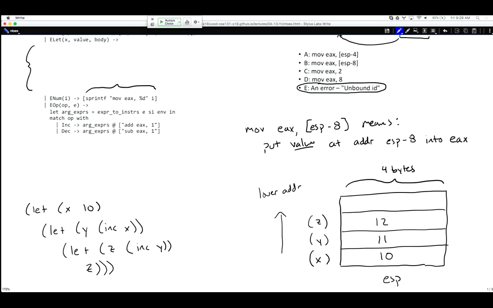Yeah. So in this case, z is kind of like the name, and x is kind of like the value. Yep. What's the purpose of it? That's what the whole expression is going to evaluate. Yeah, what's the goal of all the instructions that we generate?